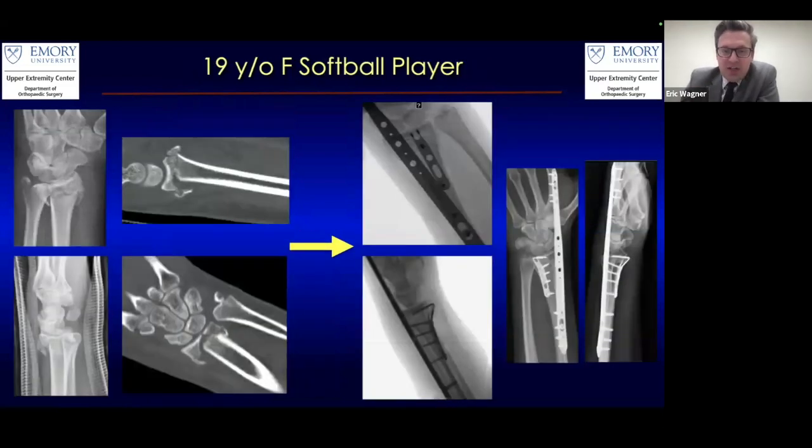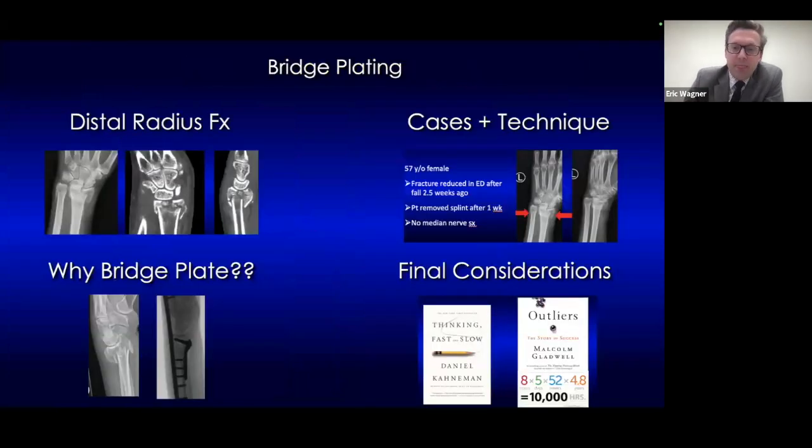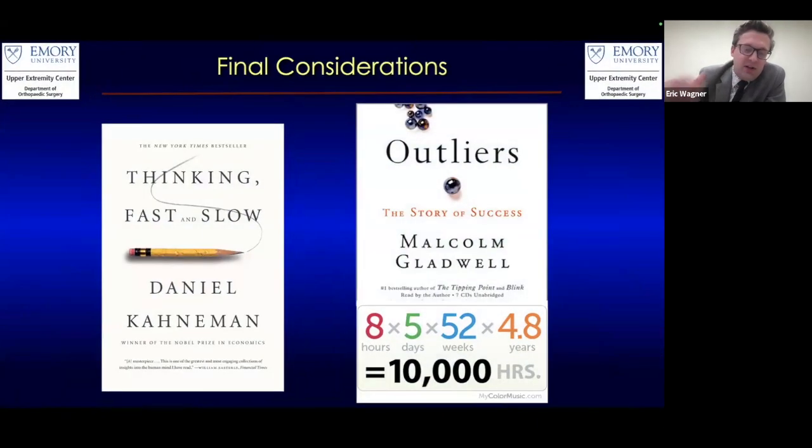And another hybrid fixation in a collegiate athlete, and you can see how the bridge plate was able to reduce it pretty anatomically and pretty well overall. So final considerations, in general, there's a lot of considerations. Hopefully the bridge plate is something that you can incorporate, especially with these more difficult problems, especially in that hybrid fixation model.